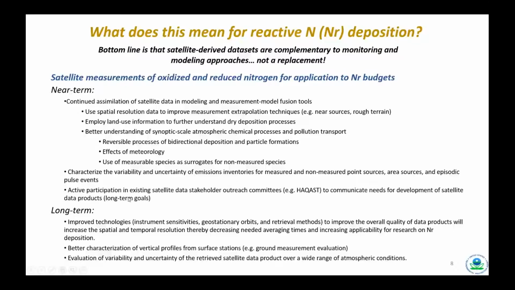One of the near-term goals here is for deposition scientists to participate in these outreach communities. As a deposition scientist, you're probably not going to be able to download a satellite data set and make heads or tails of it, but there are groups like HACAS that communicate the needs, will help you with your data needs, and also advocate for needed changes. Some of the long-term changes are more for the satellite scientist: improving sensitivities, the retrieval methods, and better characterization of the vertical profiles.